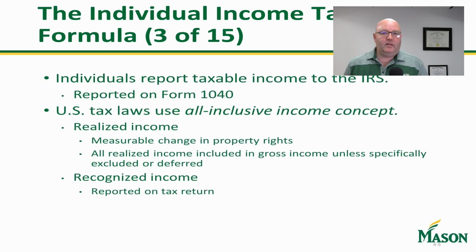Now, like we talked about, individuals are going to report taxable income to the IRS on the 1040. Tax law uses an all-inclusive income concept. What in the world does that mean? Basically, it's income unless we say otherwise. If you actually look at it, Code Section 61 is the section that really says this: taxable income is from all sources derived, unless we tell you otherwise. And that's why we call it the all-inclusive income concept.